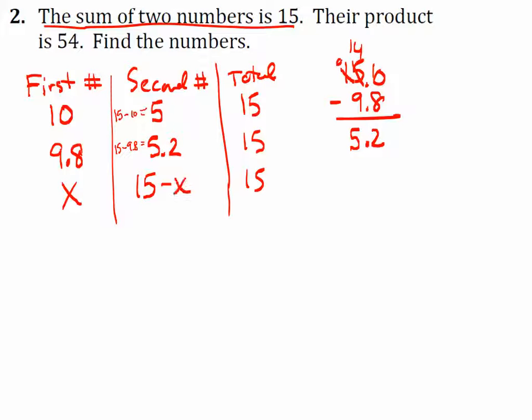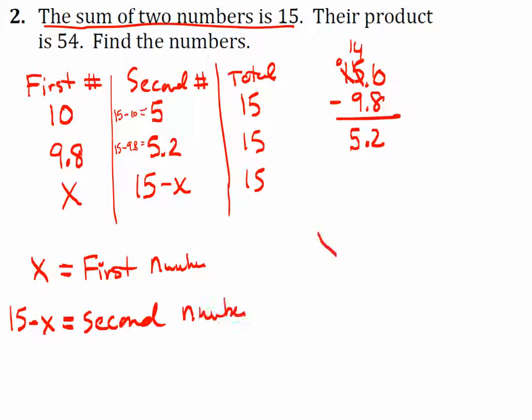It's 15 minus x. So if you add those together, the x's will cancel off, and then you get yourself the total of 15. Okay, so we need that in order to do this here. So the first number is x. And if I know that the sum of the two numbers is 15, that means the second number has to be 15 minus x. Okay, everybody good there? That's how we set up the variables.